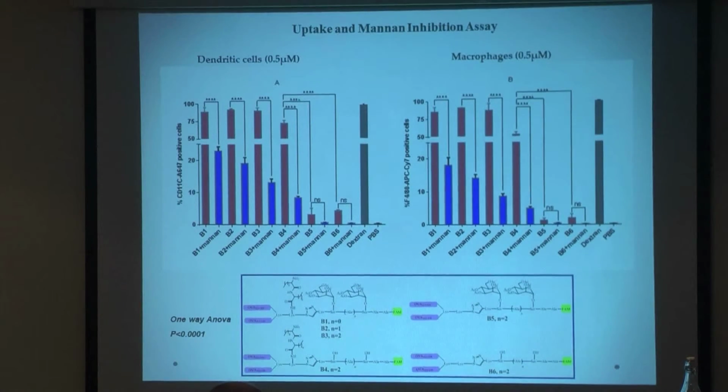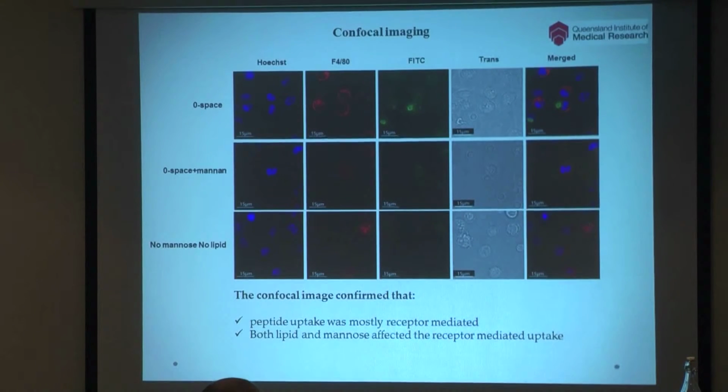And then I did confocal imaging to show that these constructs are being taken up by the macrophages. And here is the one that I did for control, and the one for mannan added with construct, and you can see the difference between these two.